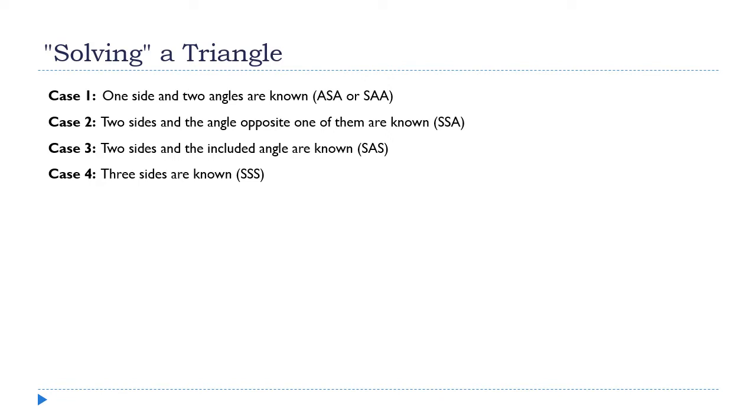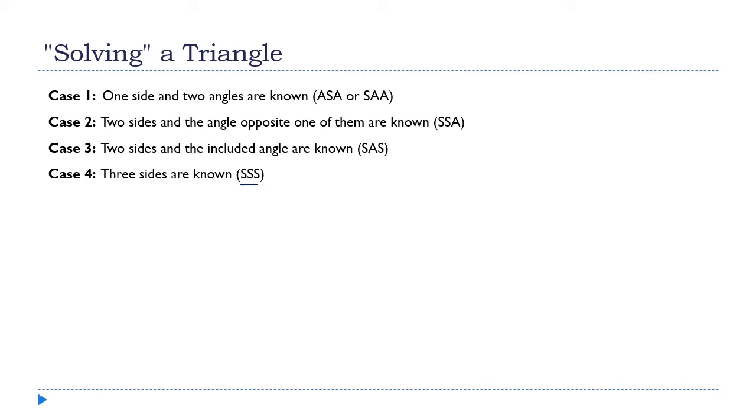And you notice how I've described these using the language of geometry: angle, side, side, side. These are all based on what information I know. So the law of cosines is going to help us with the last two, with 3 and 4. If I know all three sides of a triangle, the law of cosines will help me fill in the angles.